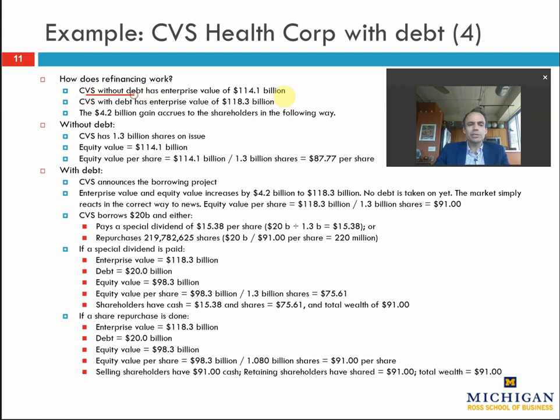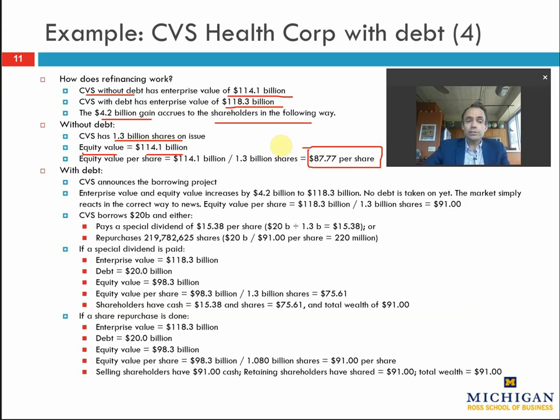CVS, without doing this project, had enterprise value of $114.1 billion. With debt, it has enterprise value of $118.3 billion, and the $4.2 billion gain accrues to the shareholders in the following way. CVS has 1.3 billion shares on issue. Without debt, its equity value would have been $114 billion, same as enterprise value because there's no debt. So equity value per share would have been $87.77 per share prior to the refinancing.